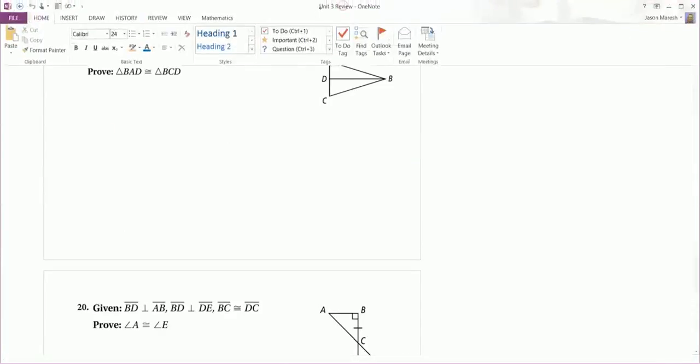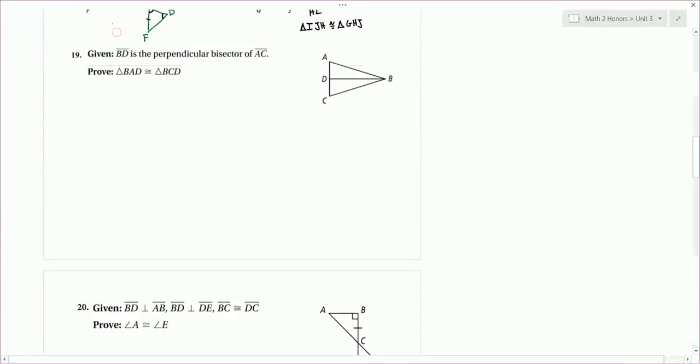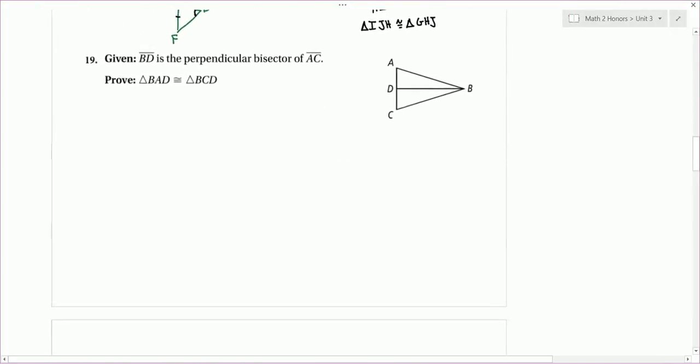All right, number 19, we have a proof. And here we're given that side BD is a perpendicular bisector of AC. And we want to prove that the two triangles BAD and BCD are congruent. Let's make a two-column proof with our statements on the left and our reasons on the right. When we make these two-column proofs, the first statement you're going to make is the given. So first statement, just copy that down.